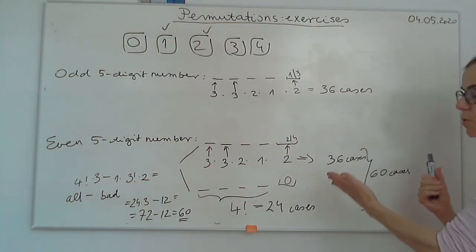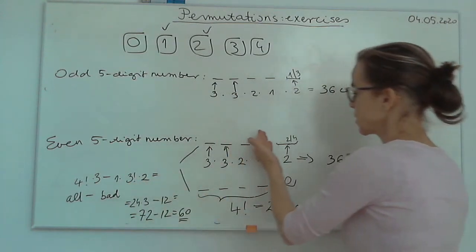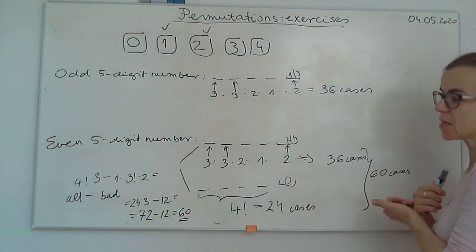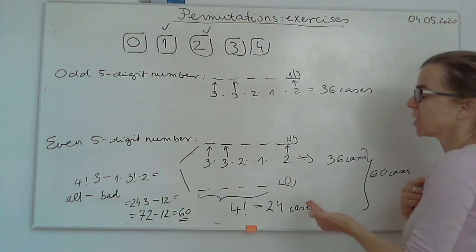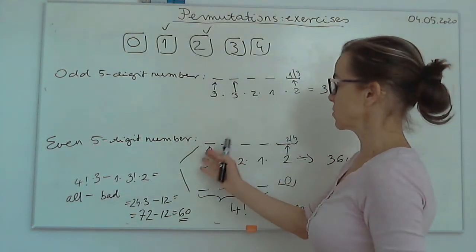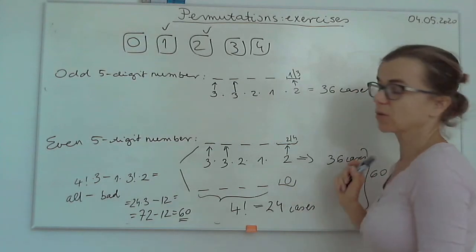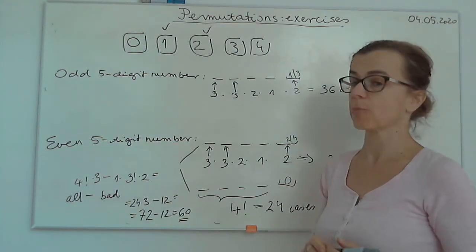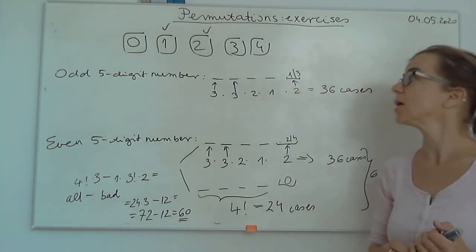So it's up to you whether you proceed this way or you proceed that way. In any case, you have to be very careful not to count things twice. You have to consider whether you have repetition, whether you have identical digits in the problem as we saw before.